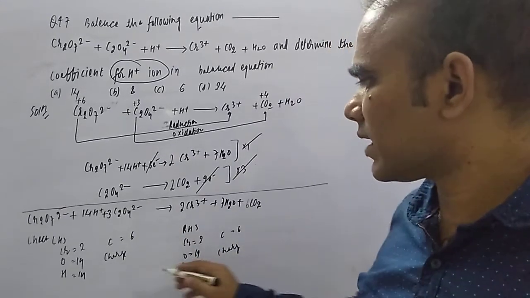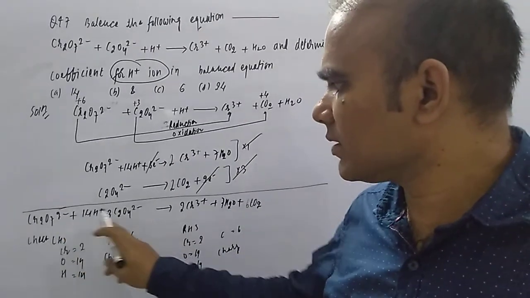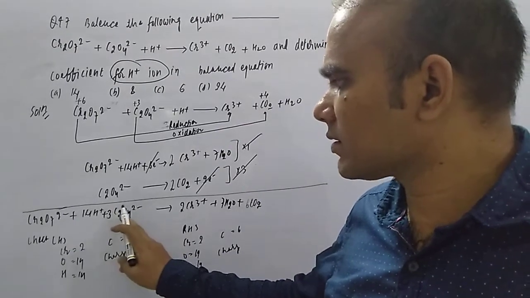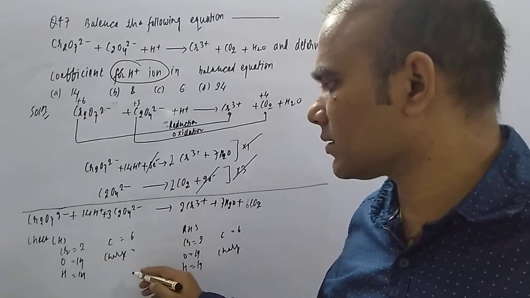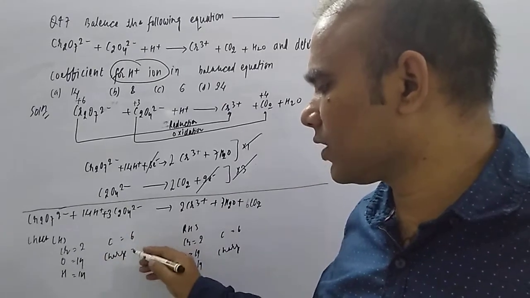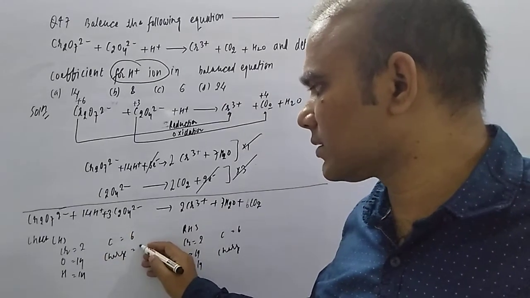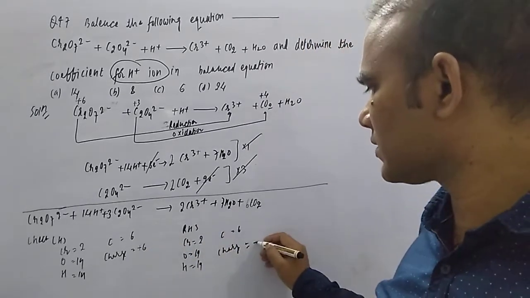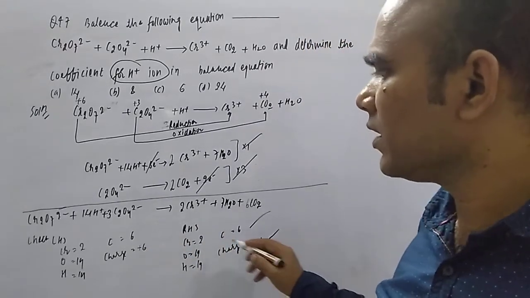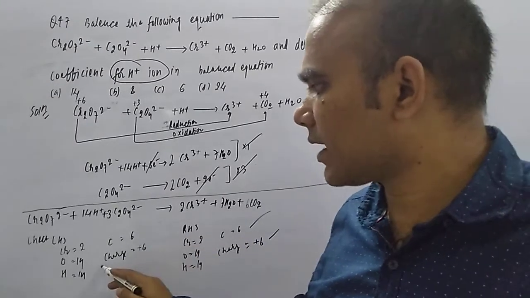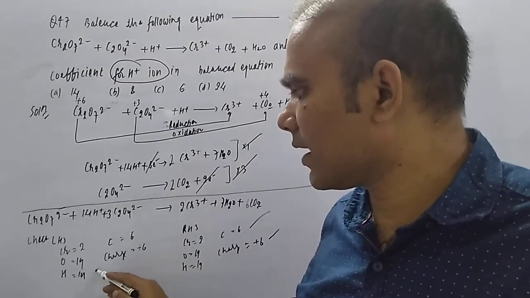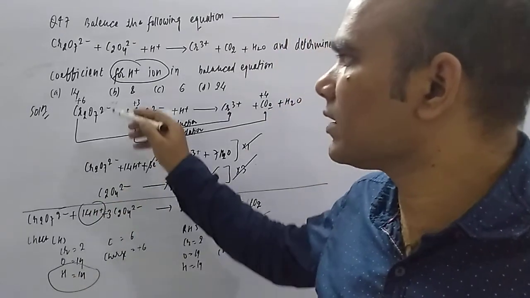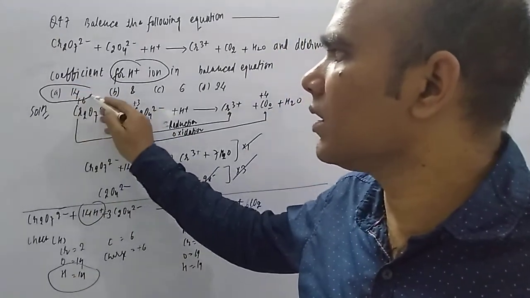Charges, if you want to balance, student: 2 minus, and here 3 times 2 is 6, so 8 minus, and with 14 plus, that is plus 6. Here also it will be plus 6, 2 times 3 is plus 6. So everything is balanced, student. So the number of H plus ions is how many, student? That is 14. So the coefficient for this one is 14, and the correct option will be option number E.